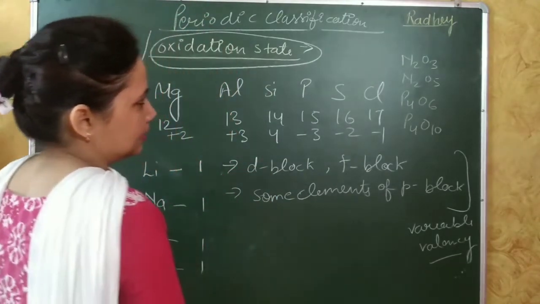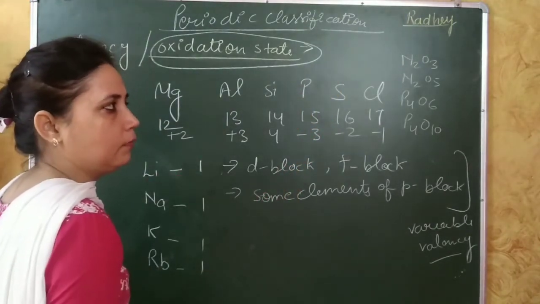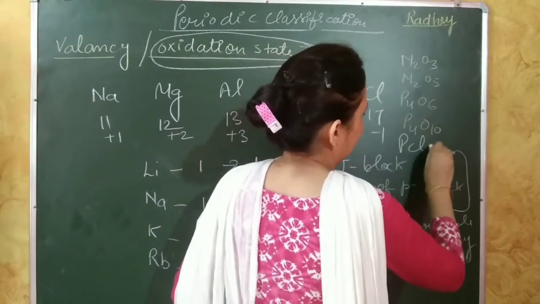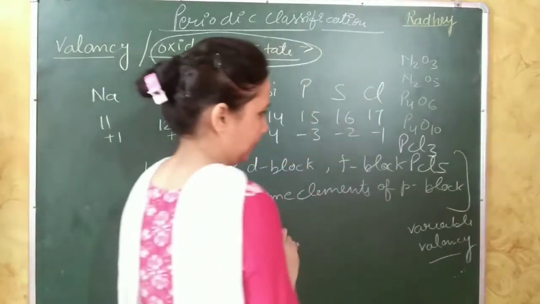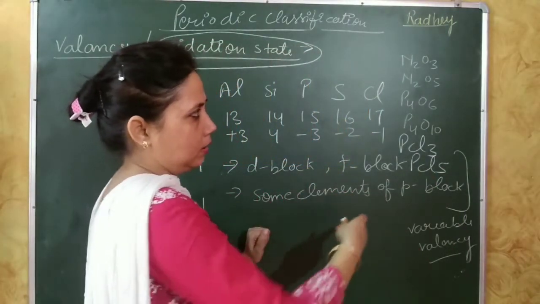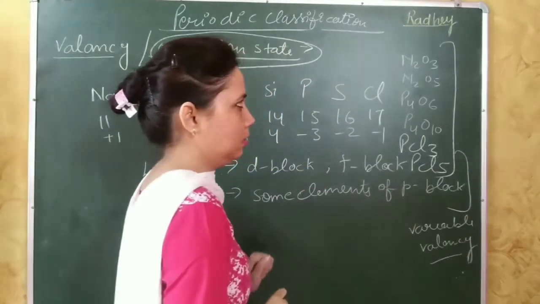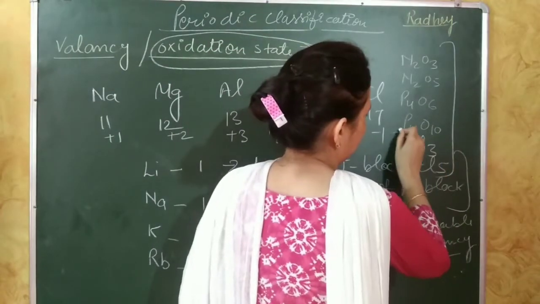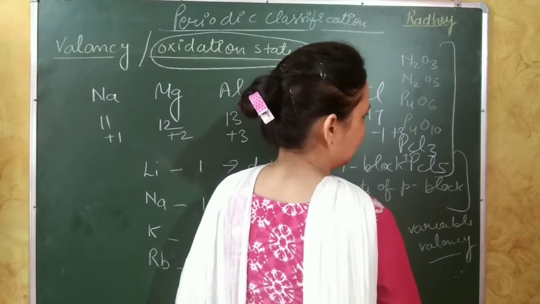The examples are N2O3, N2O5, P4O6, P4O10, PCl3, PCl5. Okay, so these all show variable valencies, right? Here it has a valency of plus 3, but here it has a valency of plus 5.